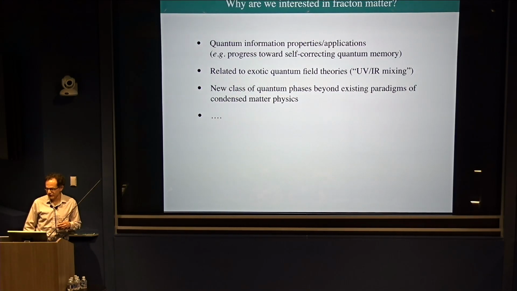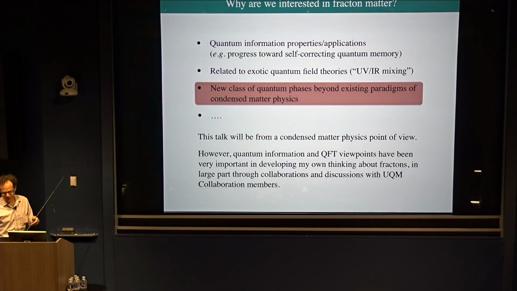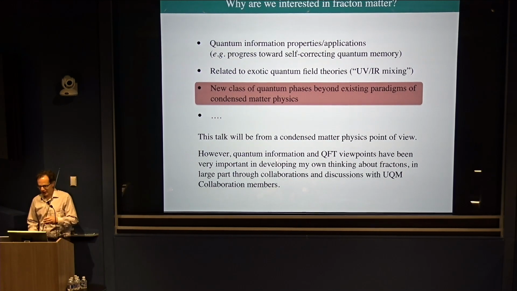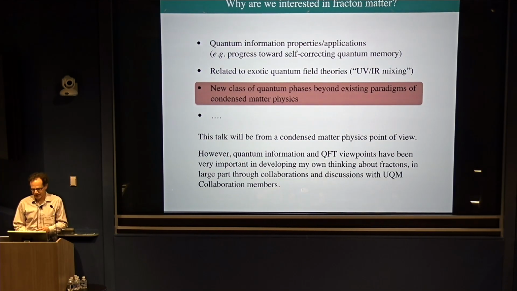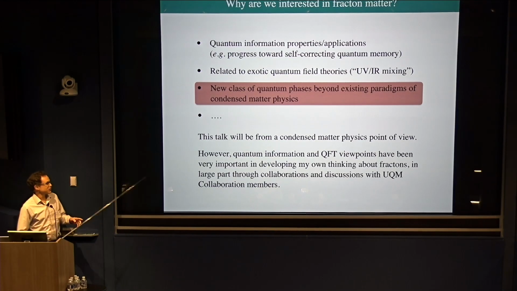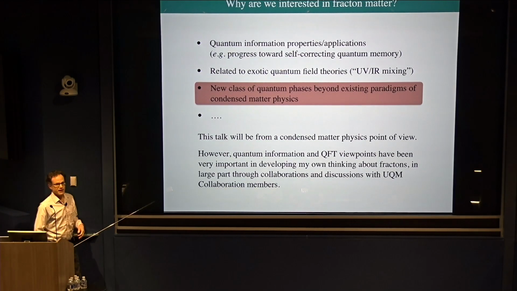And here are three that each, I think, represent an important perspective on the topic that's also represented within the UQM collaboration. This talk is largely going to take a condensed matter physics point of view, talking about fracton matter as a new class of phases that are beyond our existing paradigms in condensed matter physics. I won't have time to elaborate today, but really getting a feeling for what's fundamentally new about fracton matter comes from thinking about the interplay between these three perspectives: quantum information, quantum field theory, and condensed matter viewpoints.